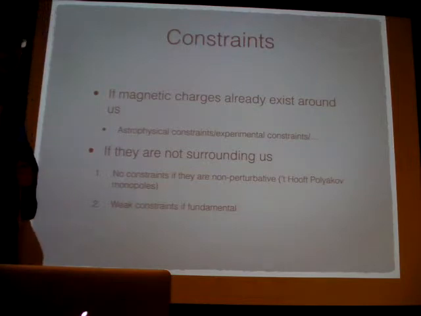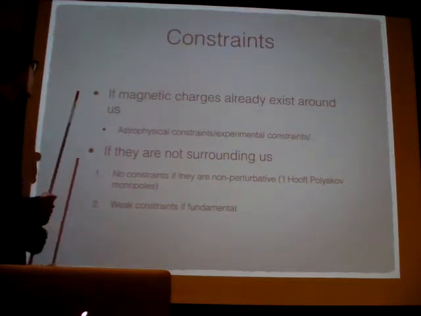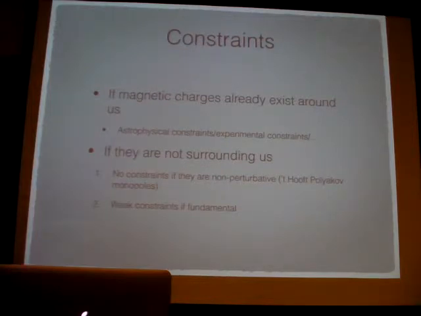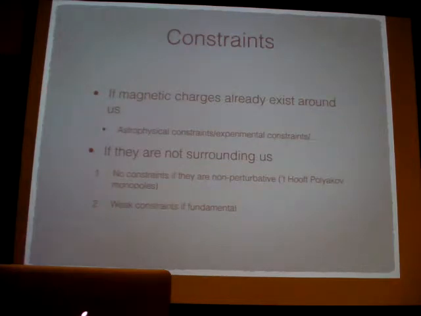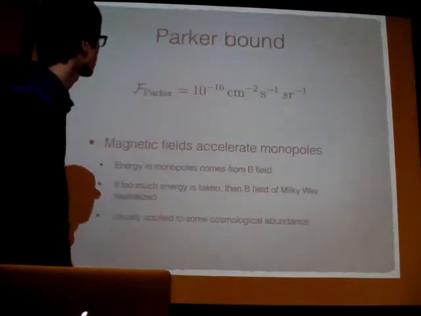Okay, so what are the constraints on these guys? Well, there are two things you can do. The most work has been devoted to the case where the magnetic charges already exist around us. There are a lot of things. There are experimental constraints, like looking for monopoles in rocks. People have done things like that. There are also a lot of astrophysical constraints. And it actually turns out that if magnetic charges are already abundant around us, there's one bound which is essentially the strongest one. It's called the Parker bound.